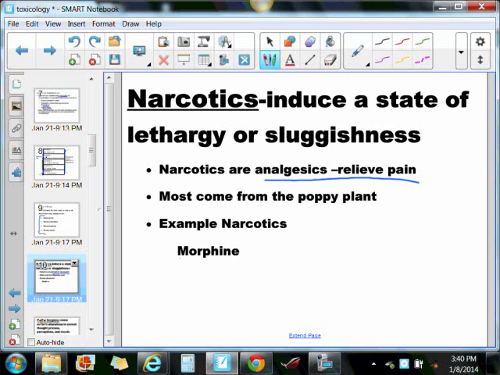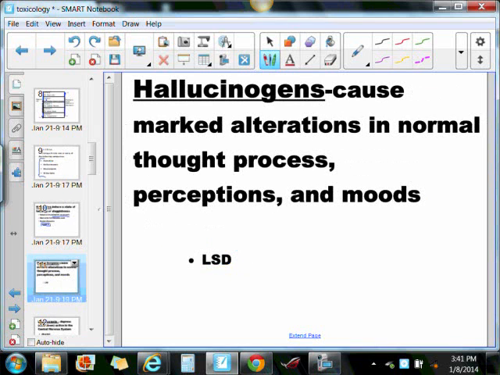So for example, you have things like morphine. Right, the next type are hallucinogens, and these cause alterations in normal thought processes, perceptions, and moods. So these are, for example, like LSD. So, these are the ones where you hear like, a bad drug trip.